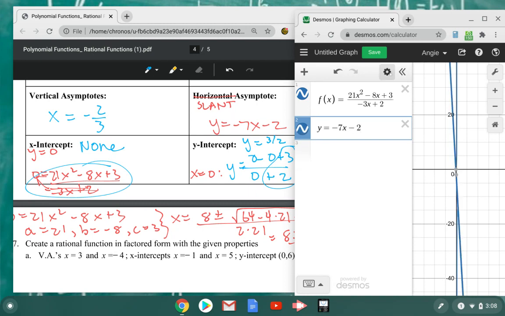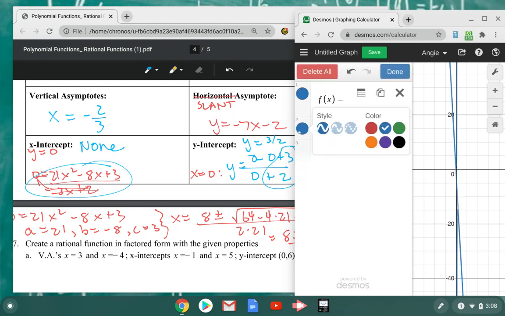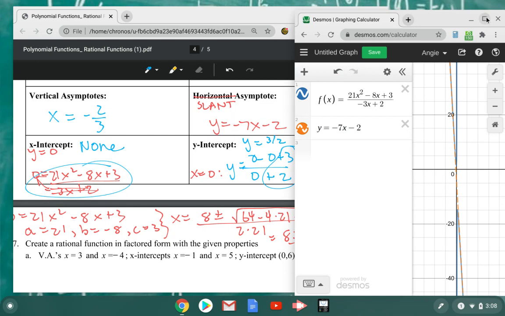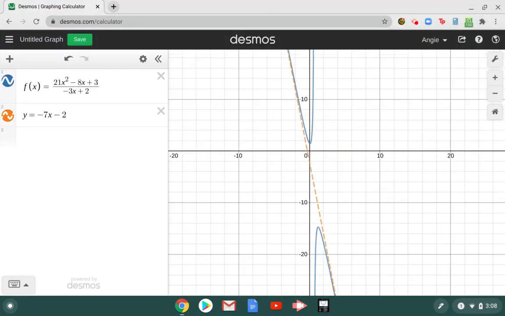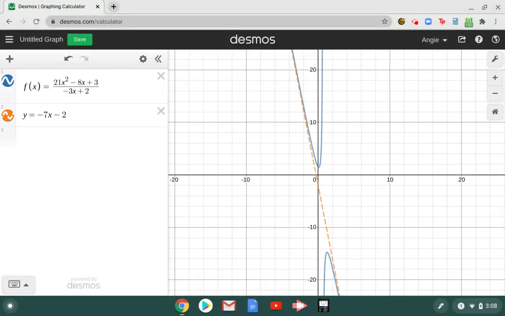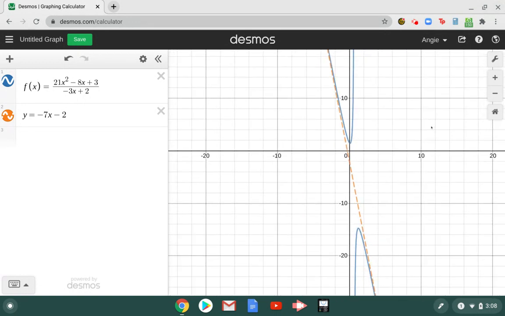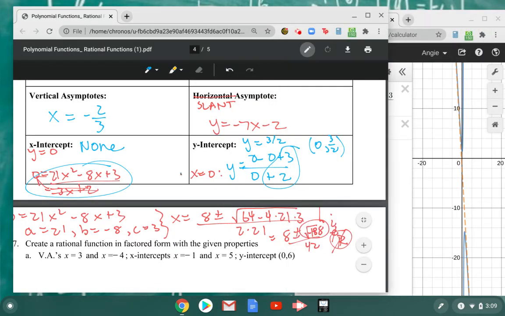I'm going to change that color. I do not want the same color. We'll make it orange, and we'll make it dotted. And then let's take a look. Okay, no x-intercepts is looking really good. And I see that really nice asymptotic behavior with my slant asymptote. Okay, excellent. So I'm feeling really good about that answer.